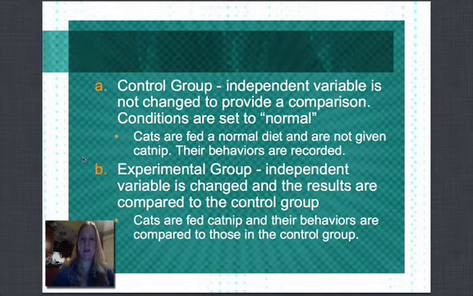So here's the control group. The independent variable is not changed to provide a comparison, and the conditions are set to normal. So again, the cats in the control group are fed a normal diet and are not given the catnip. And so they're going to record their behavior. In the experimental group, that is the group getting the treatment. Okay, so the independent variable is changed, and the results are compared to the control group.